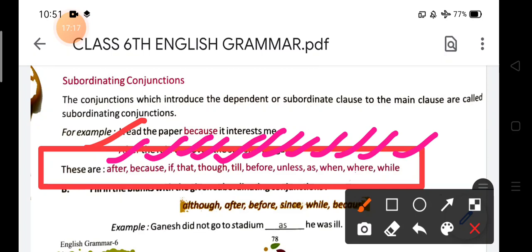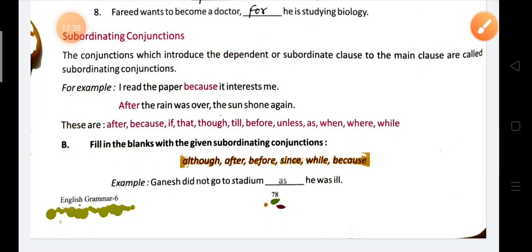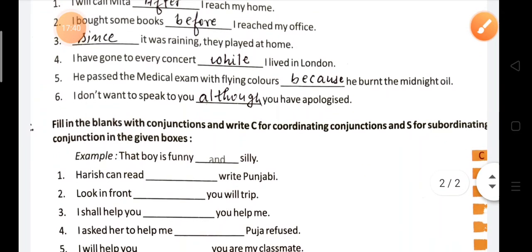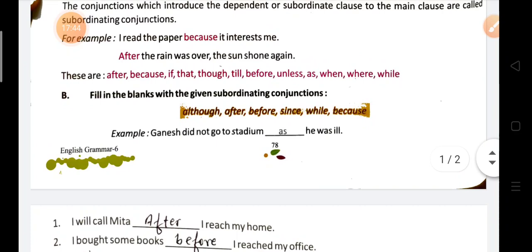After that, you see these are subordinating conjunctions: after, because, if, that, though, till, before, unless, as, when, where, while. Okay. Next point that you should understand, fill in the blanks over here. Once again, a list of examples is provided for you and you will fill them in. So you can see the examples that are given over here.